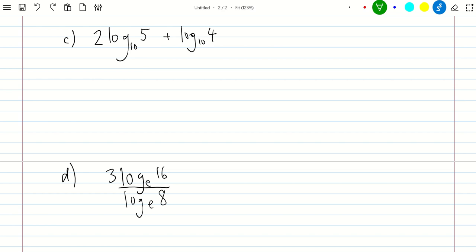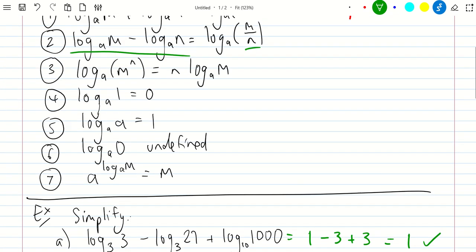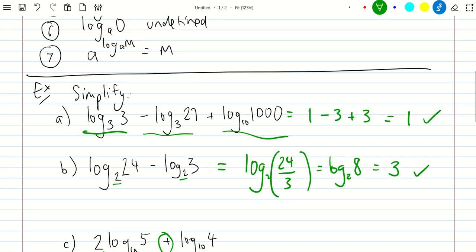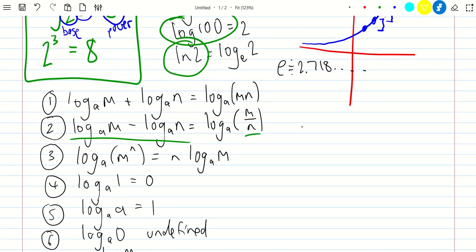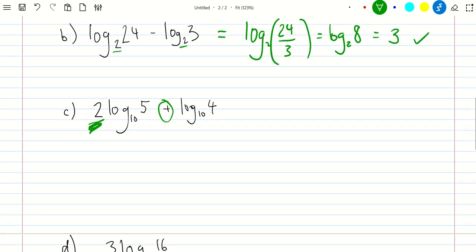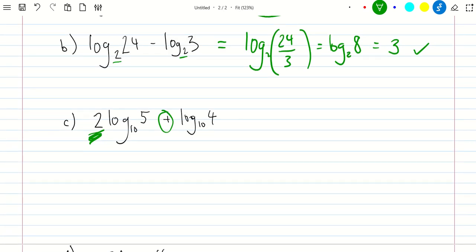We can't actually add them at the moment either. We can't add them because there's this pesky little 2 out the front here, and that's not part of any of our log properties, okay? I'm not allowed to add these together yet because I can't have a number out the front of one of the logs. So we need to do something with that too. So that's a little clue as to what we need to do here. So let's first have a look at what we can do with that 2 there.